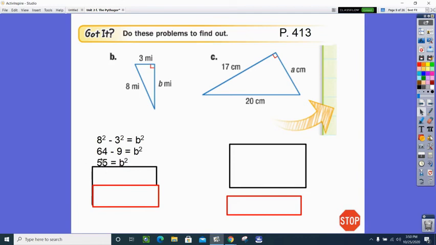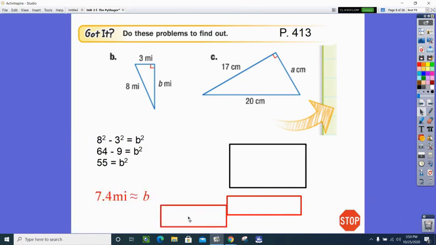Square root of 55 is an irrational number. It is not a perfect square, so we're going to have a long decimal. I'm going to round it to a tenth. And when I round it to a tenth, it is about 7.4 miles. And I give the squiggly equals, the approximation. If we think about it, 55 on the perfect square trail was between 49, which is 7 squared, and 64, which would be 8 squared.